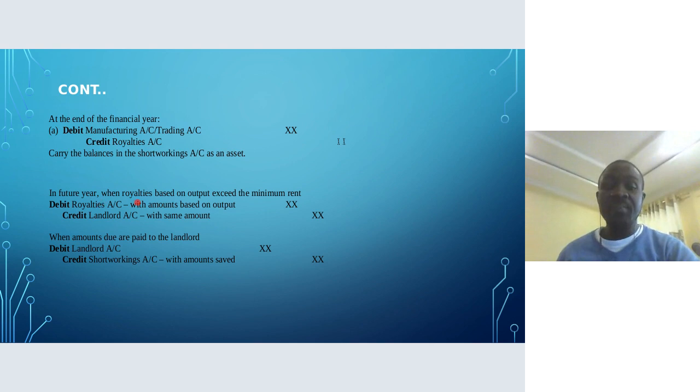Now, in a future year, when the royalties based on output exceed the minimum rent, one, we debit the royalties account with the amounts based on output, and we credit the landlord's account with the same amount. That is when they fall due. Now, when the amounts are paid to the landlord, we credit the short workings account with the amounts saved, any amount that you have saved.